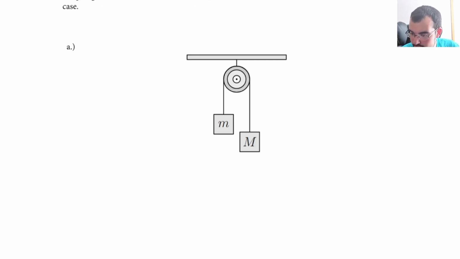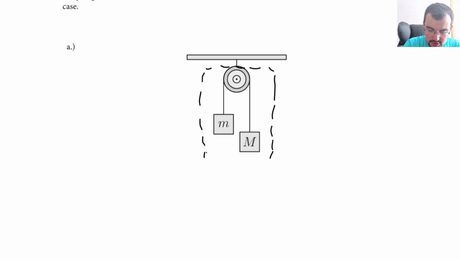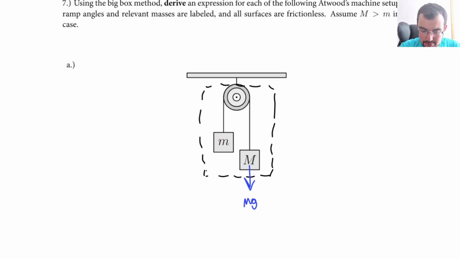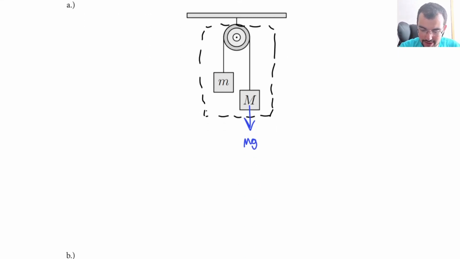Now we will just do the Atwood acceleration of all these different combos using our big box method. First up, we have our standard Atwood we just looked at. We'll always assume that this capital M is larger. All right. So we have Mg that way, we have mg that way. Those are the only external forces. So our system is going to go that way.